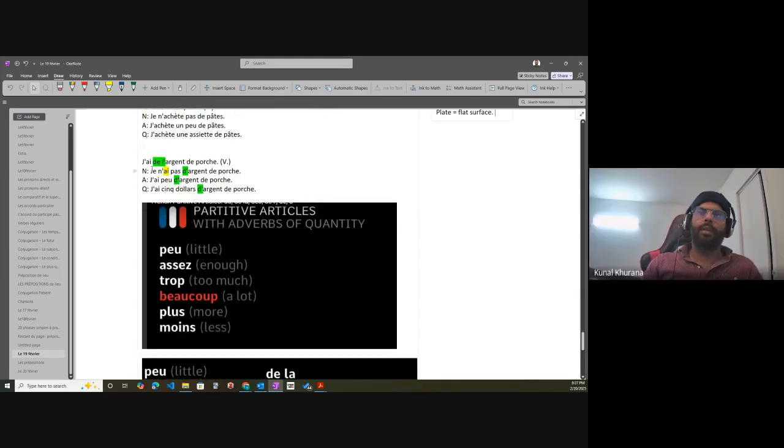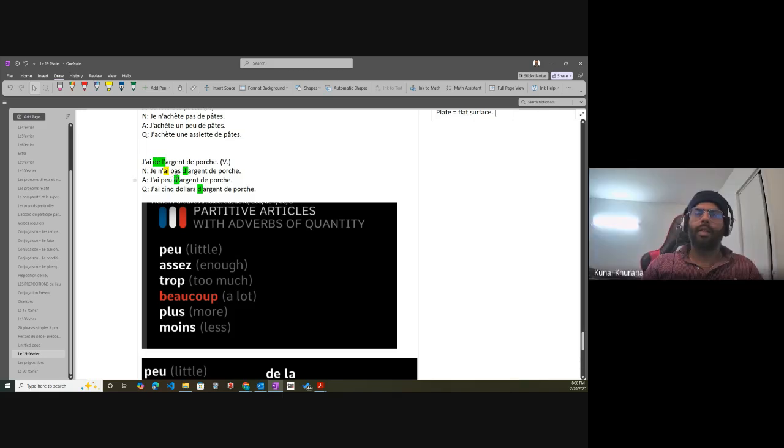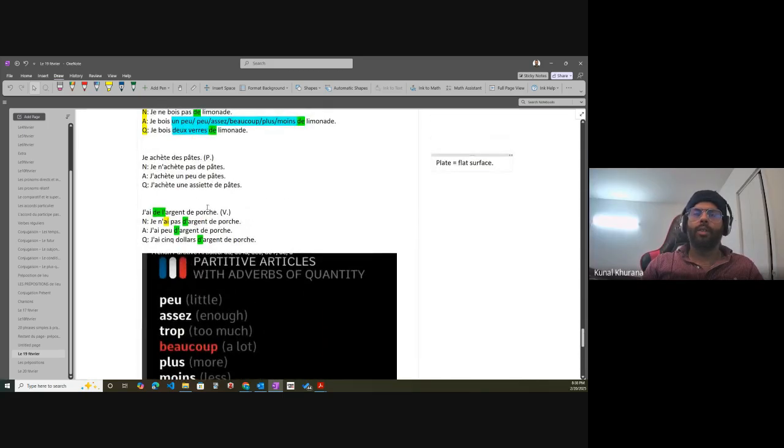Okay, so next is the example with the vowel. So de l'argent becomes d'argent. Je n'ai pas d'argent de poche. J'ai peu d'argent, I have little money in my pocket. J'ai cinq euros d'argent de poche. So in these cases, we will use the apostrophe. Yes, the apostrophe. So this is the main concept.